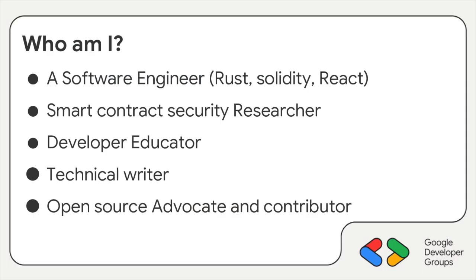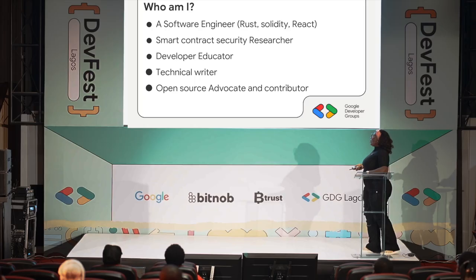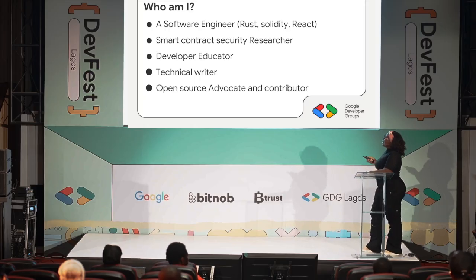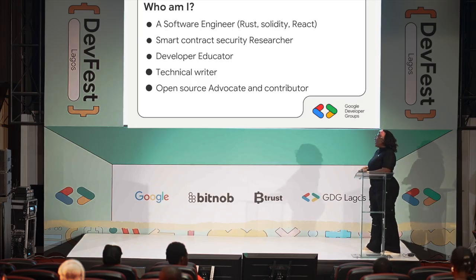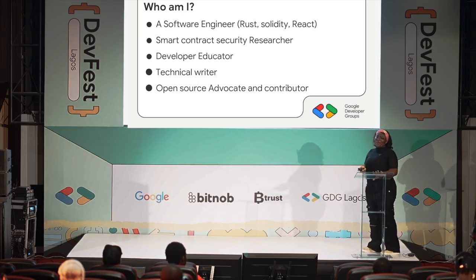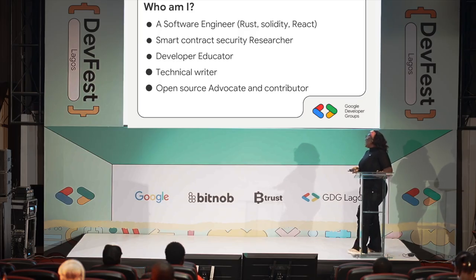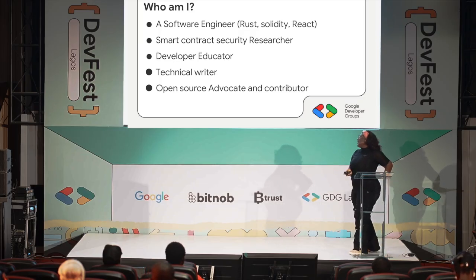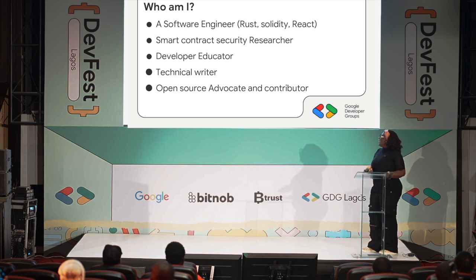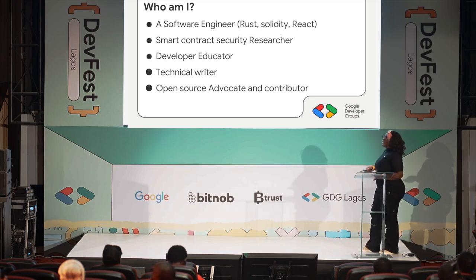Who am I again? I'm a software engineer, and these are the languages I work with currently. I'm a smart contract security researcher. I'm a developer educator, a technical writer, and an open source advocate and contributor. That's a lot, but it's just like a total package, right?